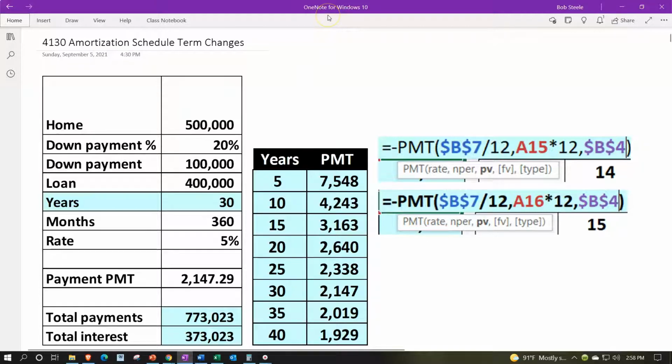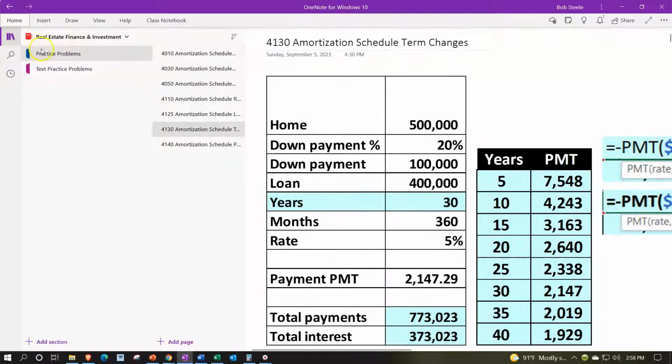Here we are in OneNote. If you have access to OneNote and would like to follow along, you're not required to, but if you would like to, we're in the icon, left-hand side. We're in the Practice Problems tab, down in the 4130 Amortization Schedule Term Changes tab.